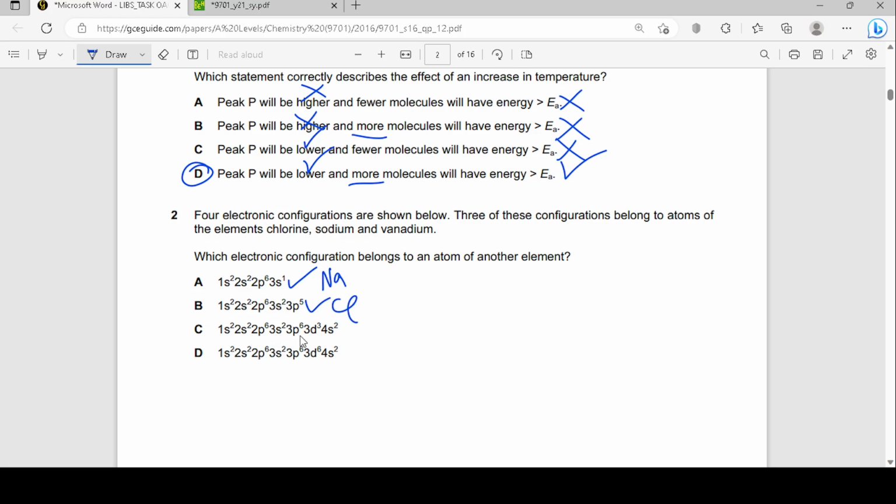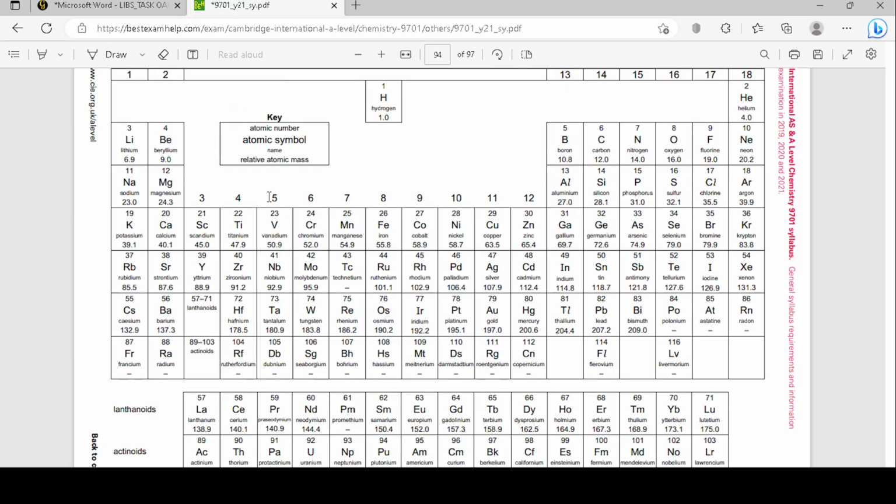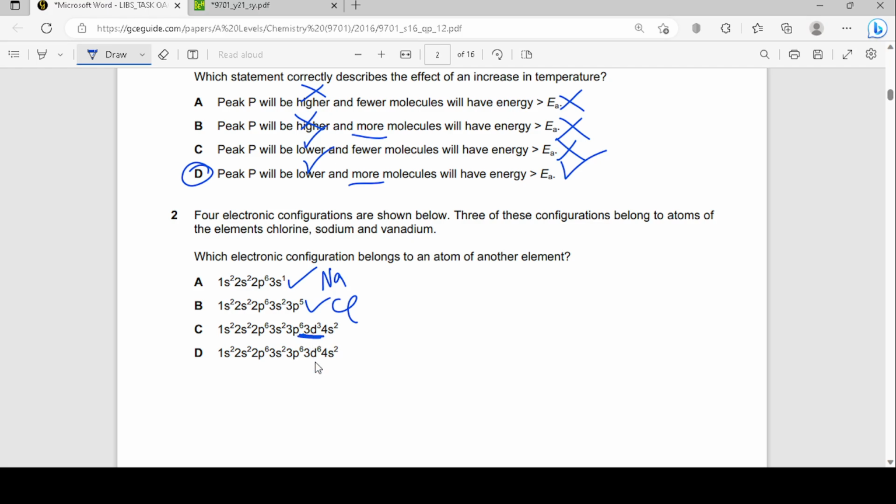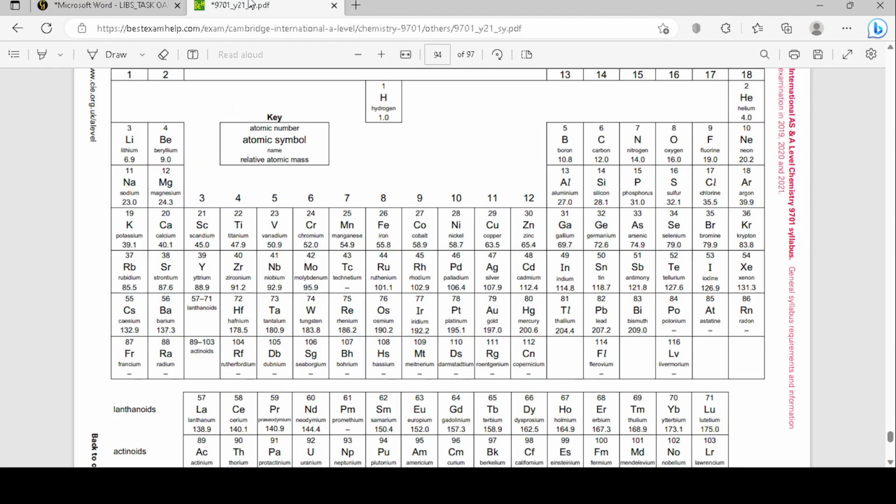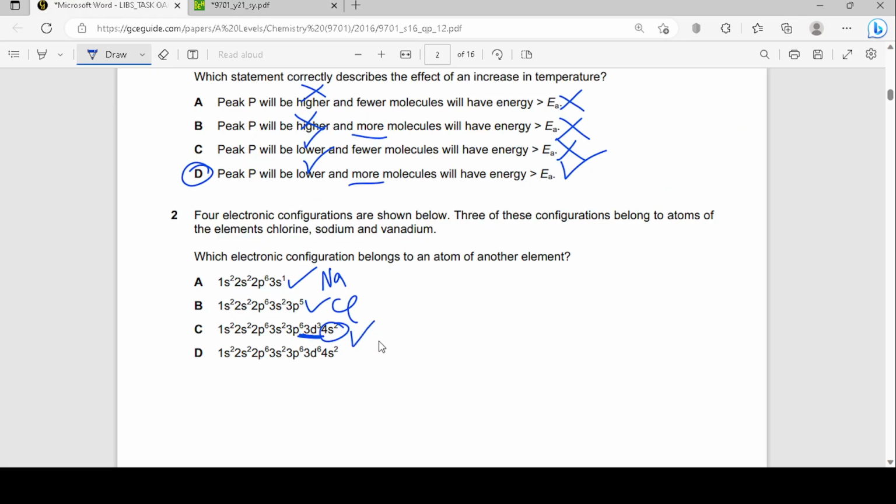1s2, 2s2, 2p6, 3s2, 3p6, 3d3, 4s2. So 4s2 and then 3d3. The d block starts from 3d, so this is 3d1, 3d2, 3d3. So 3d3 is going to be vanadium. So this is basically vanadium, and they asked about chlorine, sodium, and vanadium.